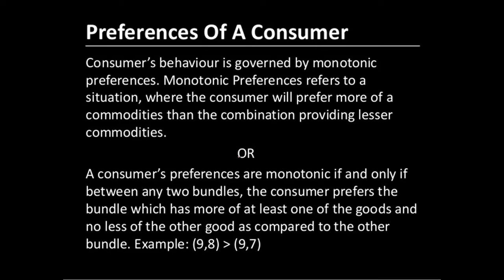Basically, consumer behavior is governed by monotonic preferences. What are monotonic preferences? Monotonic preferences refer to a situation where the consumer will prefer more of a commodity than the combinations providing lesser commodities. It means he will try to explore the possibilities of selecting those combinations in which he can have more of different types of commodities.